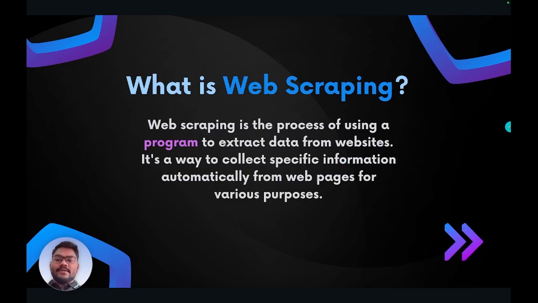So what is web scraping? Web scraping is a process of using a program to extract data from a website. That means we will extract data from a website with our Python program. It's a way to collect specific information automatically from web pages for various purposes. If we want to get specific information from a particular website, then we apply web scraping.